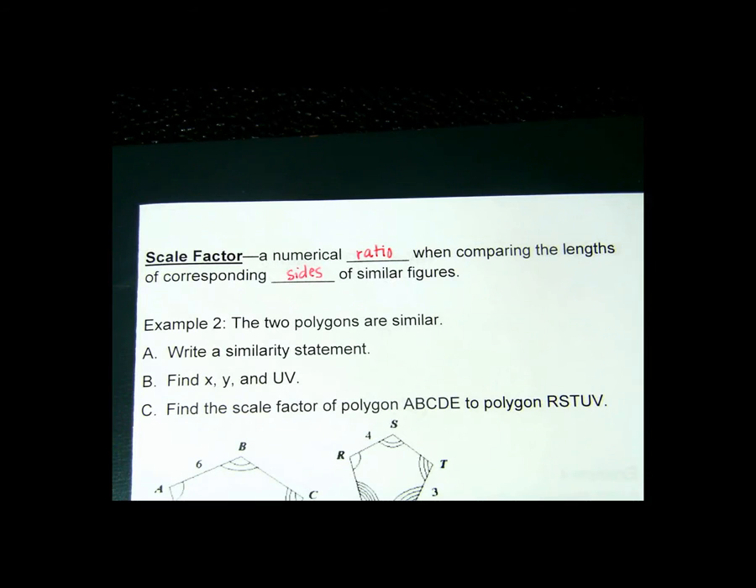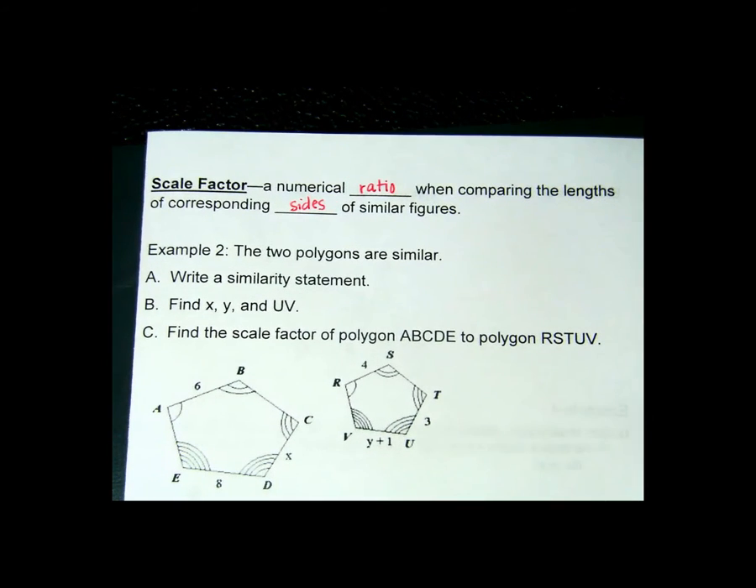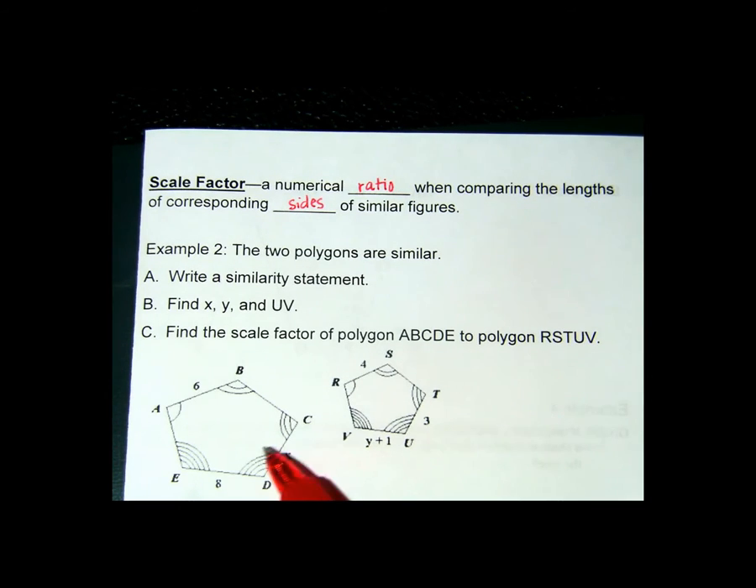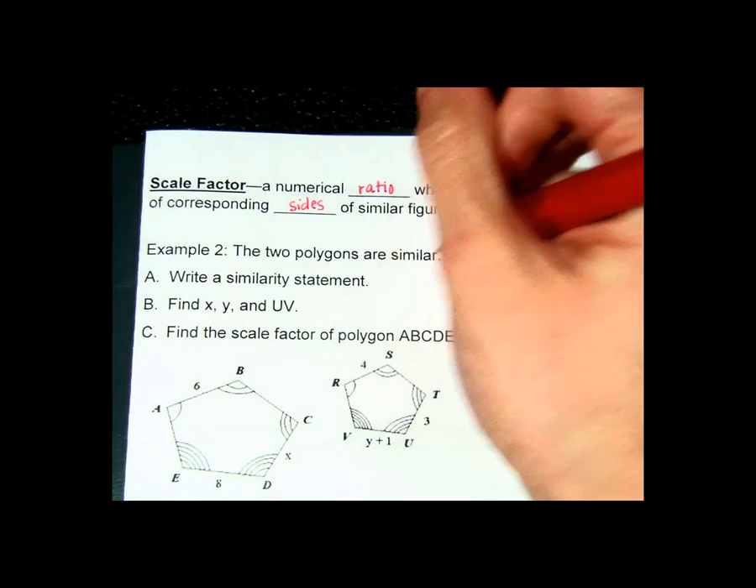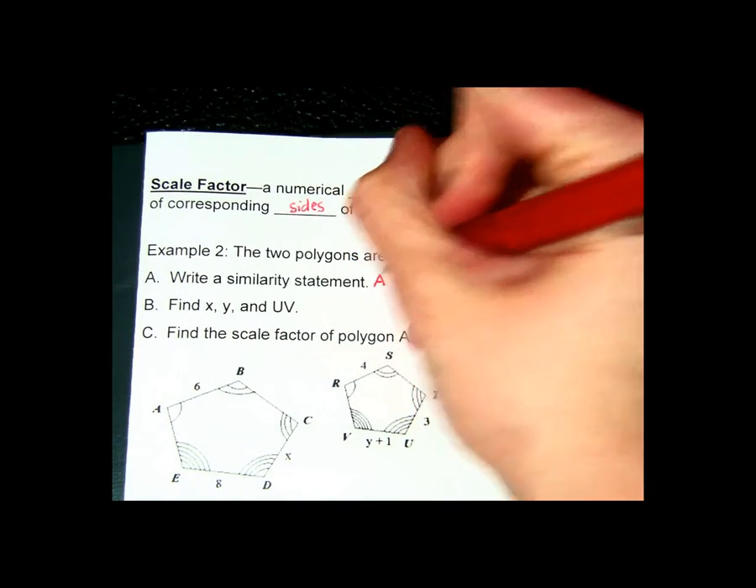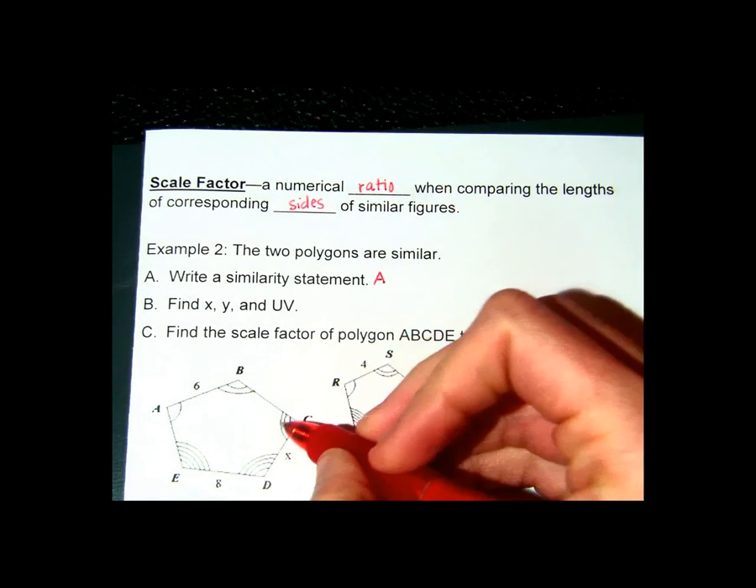So let's look at another example kind of like that. Example 2 says the two polygons are already similar, so we already know they're similar. It says write a similarity statement. We're going to look based on the marks of the angles. A has a 1 mark and R has a 1 mark, so A and R would go together. But A, so 1, then 2, 3, 4, 5.